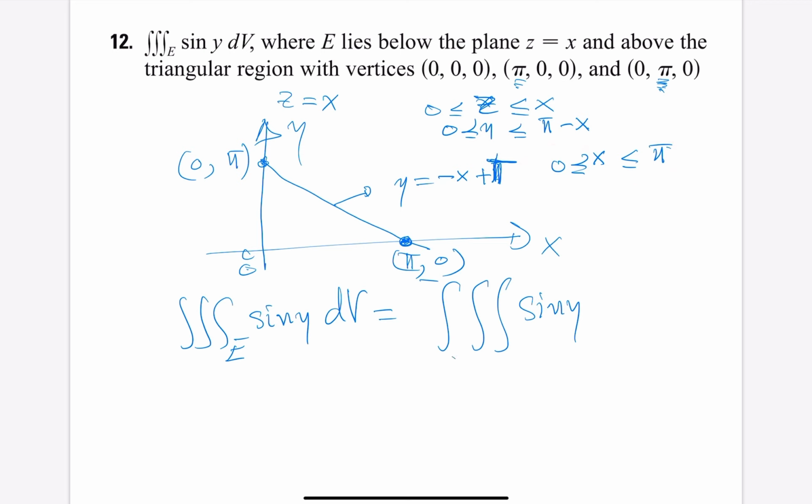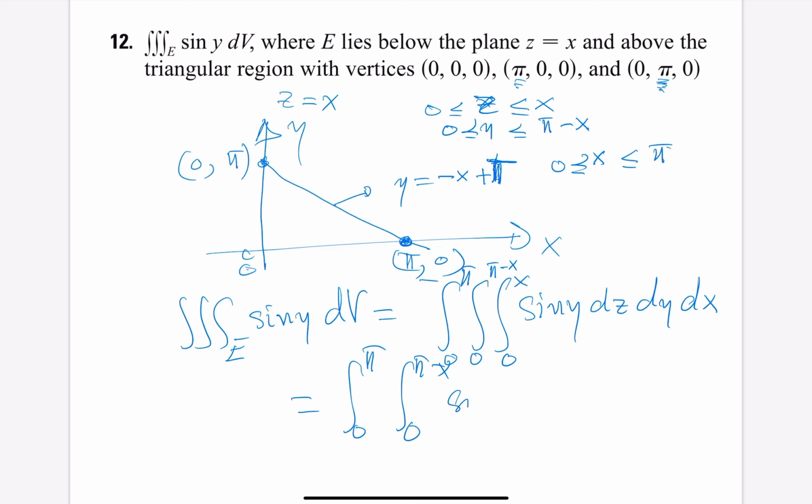Then I will have 0 to pi just for the x, and then the next one, either one will work, 0 to pi minus x and 0 to x, then dz, dy, and dx. And then here, you know how to calculate. I don't have time, just calculate those and then you should be good.